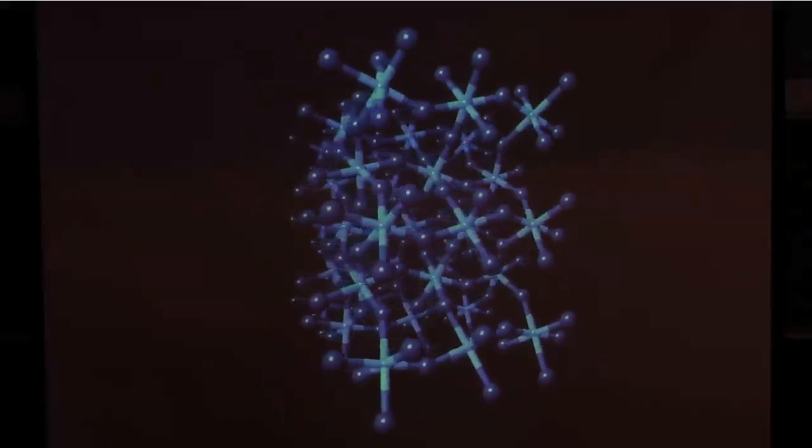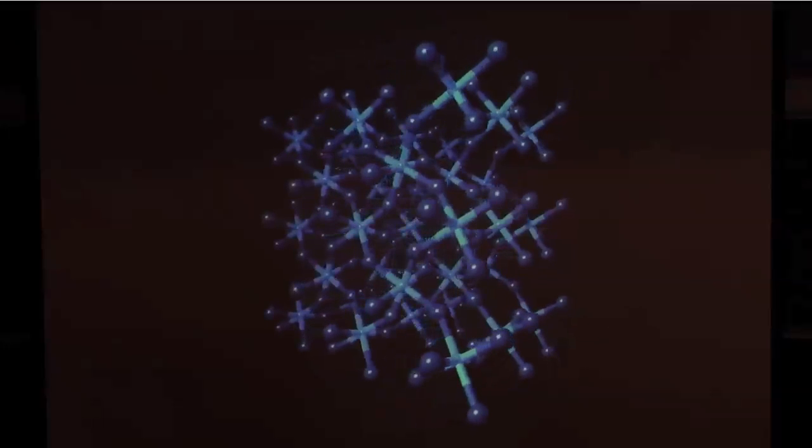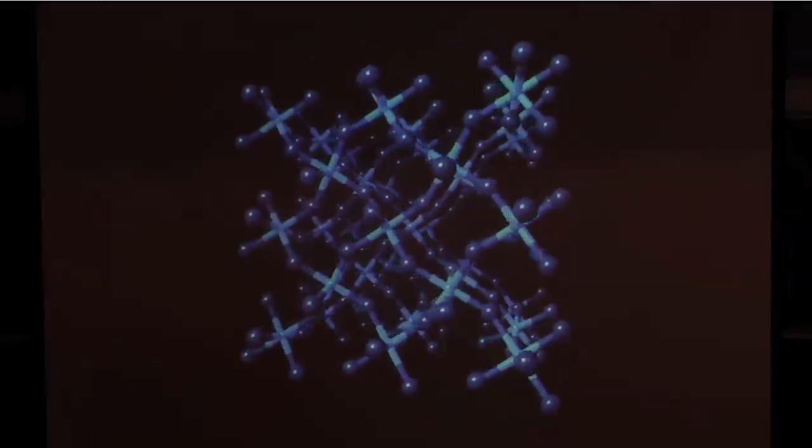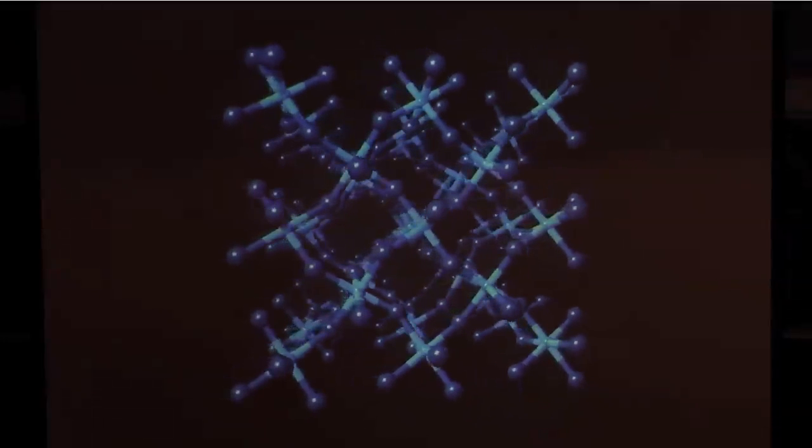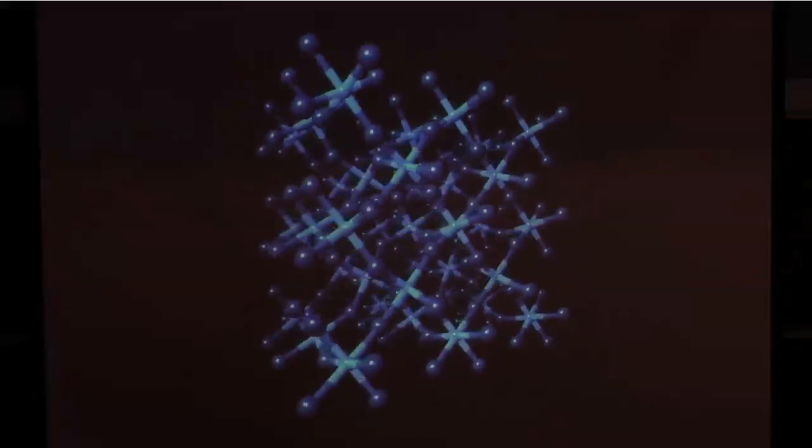Some equations of state are optimized for solid. Some equations of state are optimized for liquid. Some equations of state are optimized for plasma. Don't mix up the equations of state.